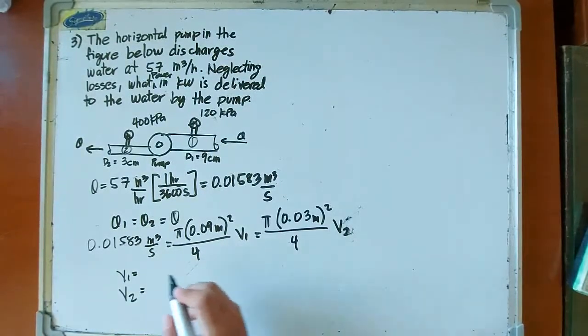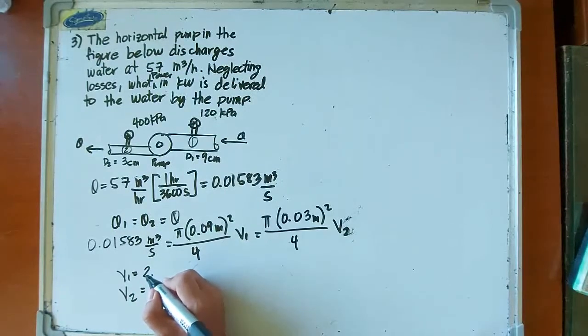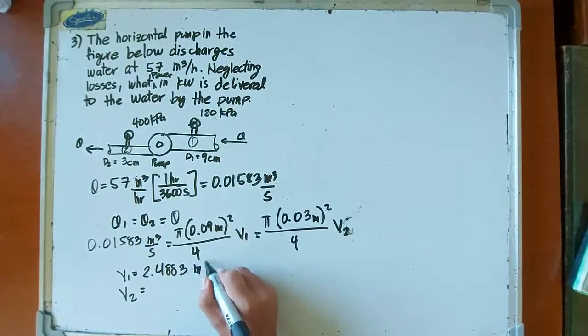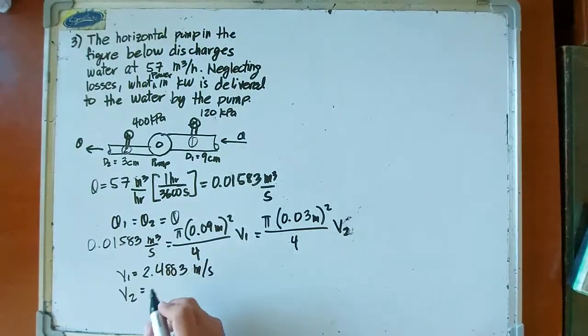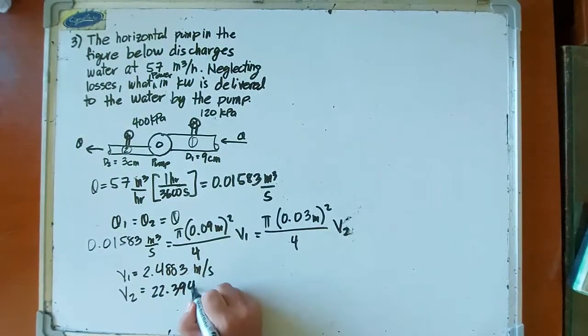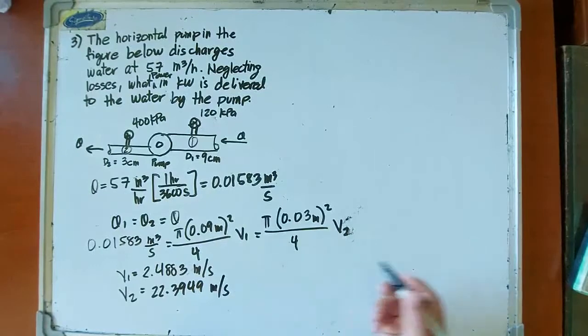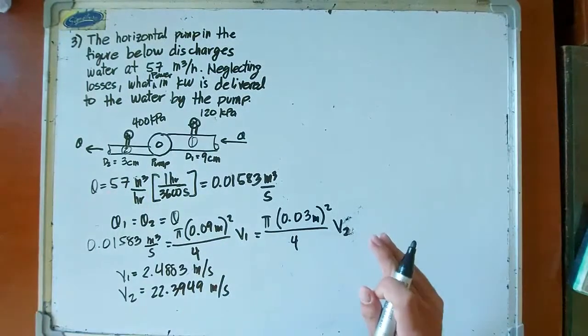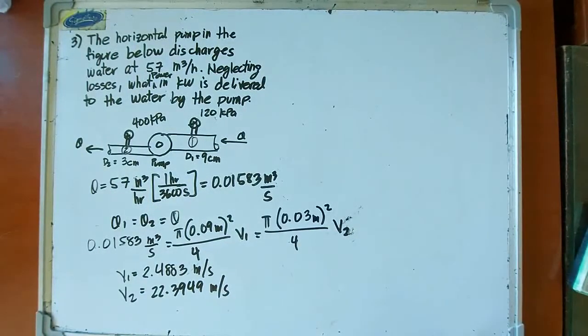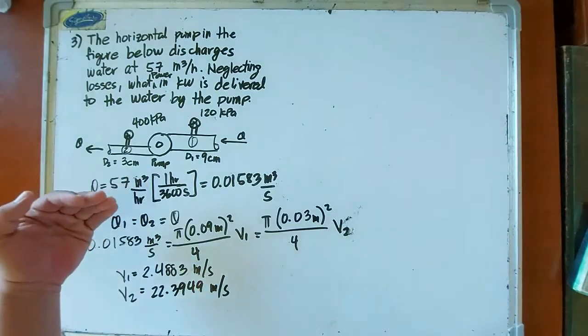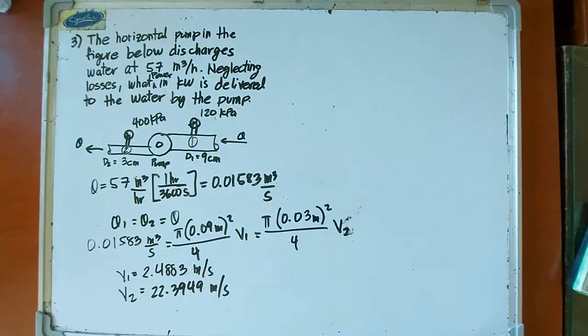So V1 is 2.4883 meters per second, and V2 is 22.3949 meters per second. Obviously, V2 is a lot larger than V1 because the diameter at pipe 2 is smaller, ano? So to produce the same discharge, it should be faster sa may pipe 2.